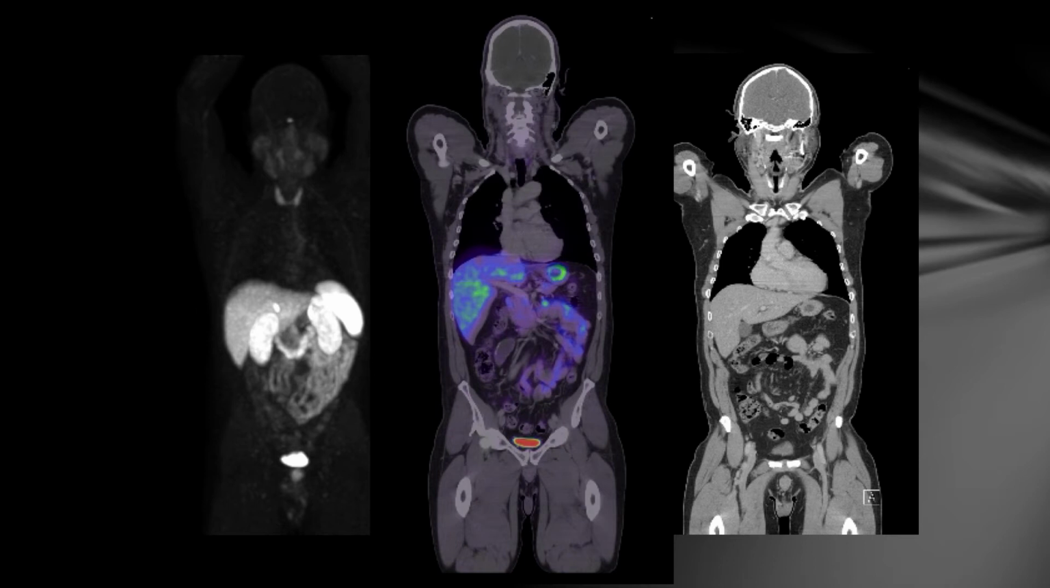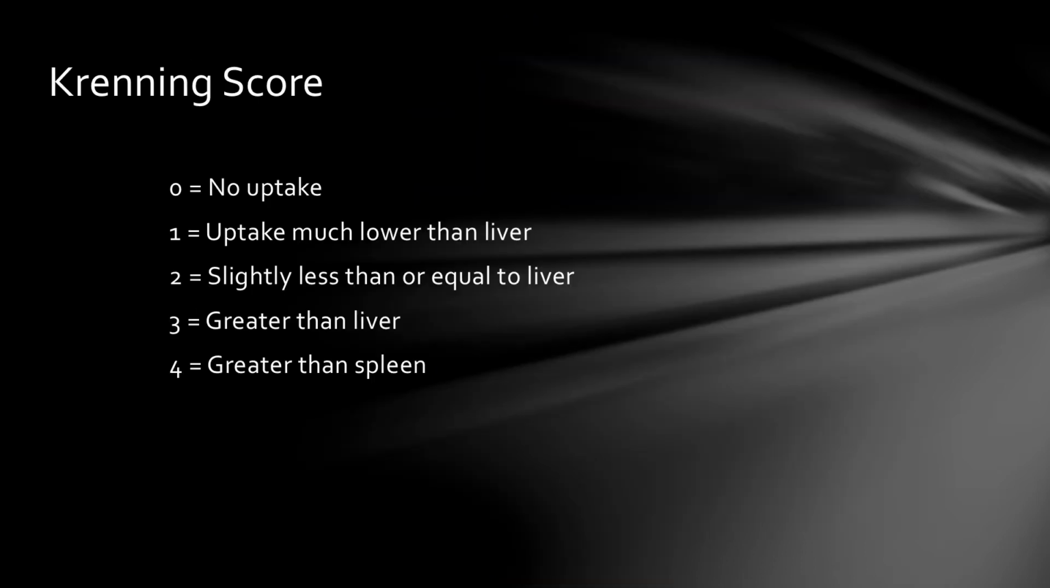This normal uptake or background noise can create a potential pitfall, but it also provides us with a reference to judge abnormal or pathological uptake against. And this is a score that we call the Krenning score. That's basically using the liver and the spleen as reference organs against which we judge the level of uptake within tumour deposits. And that's just a score from 0 to 4, as seen there.